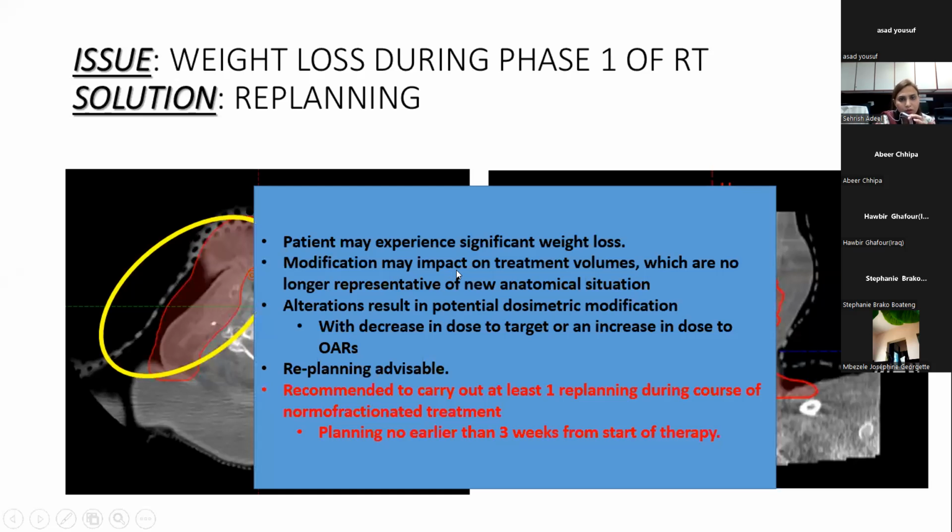So patient may experience a significant weight loss, and modification may impact on the treatment volume, which are no longer representative of a new anatomical situation. Alteration results in the potential dosimetric modification with decrease in the dose to the target or an increase in the dose to the OARs. And we see this thing in our daily practice. So replanning in these cases is advisable. And the recommended replanning in the cases of the weight loss is it should be done not earlier than 3 weeks.